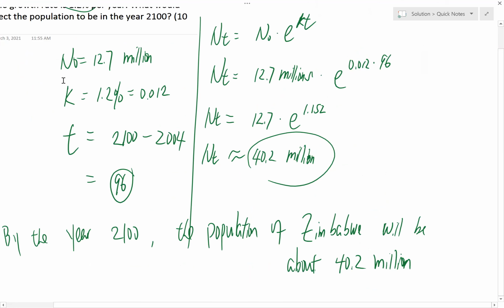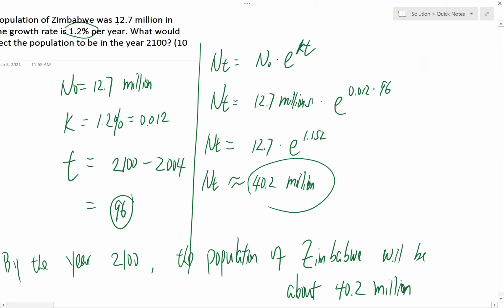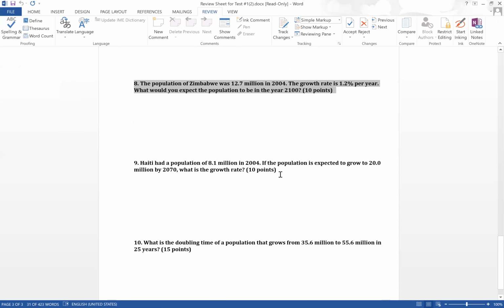If the initial population was given in 1 decimal, then you round your ending population also in 1 decimal. So we keep it consistent here, right? If you're not sure how to round it, you just follow the initial population given in the question. And that's question 8. Question 9.